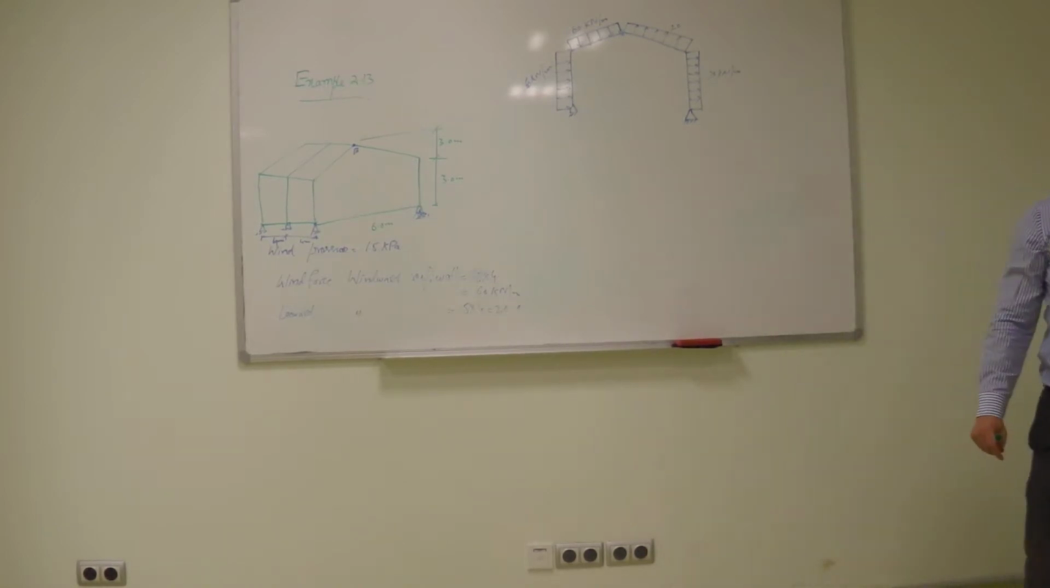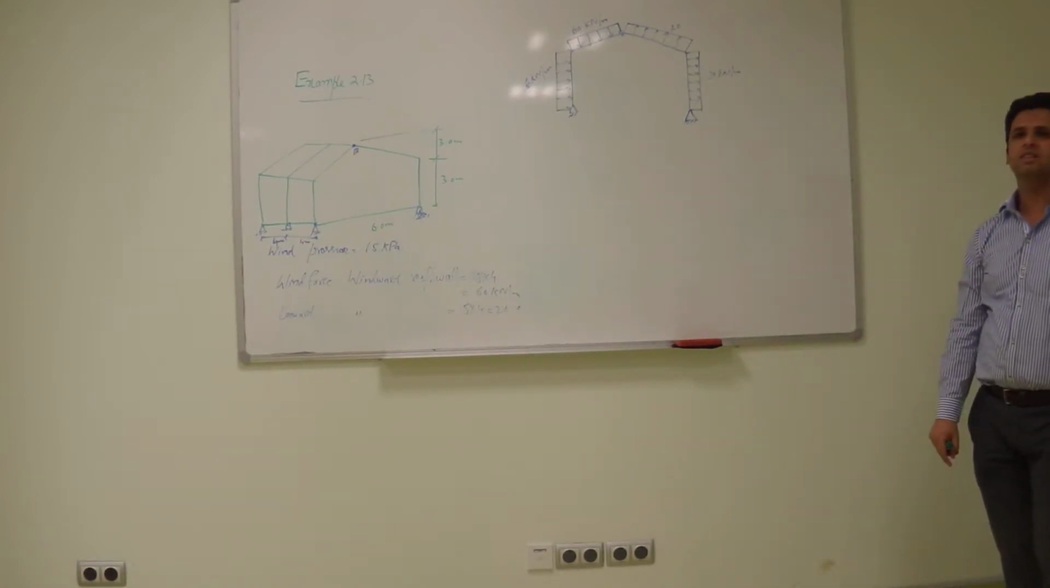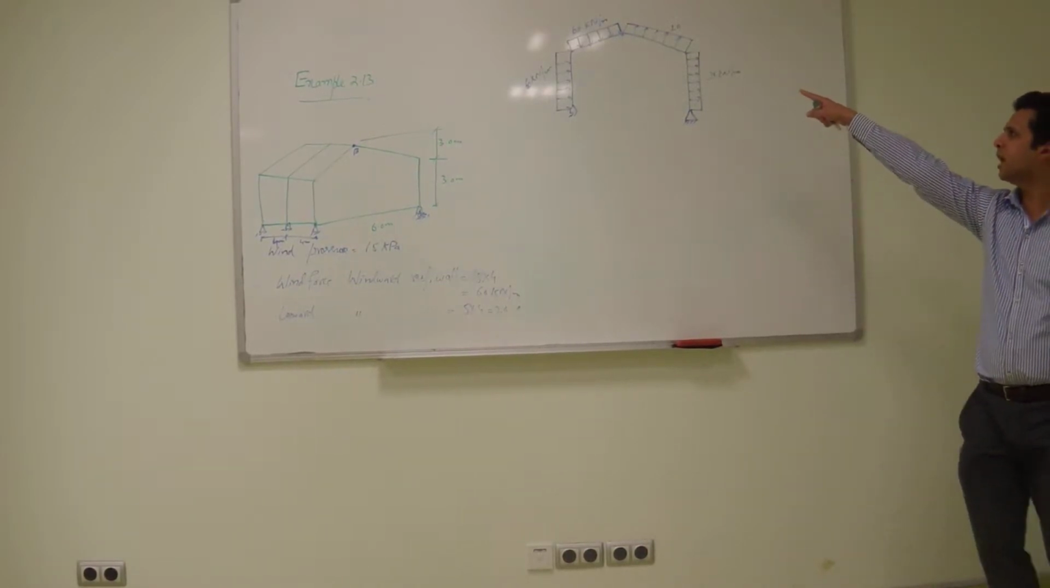Teacher, here we have two members that are fixed to each other. Don't we make a section or just assume that it's one? No, it's a steel structure. You have a pin here.